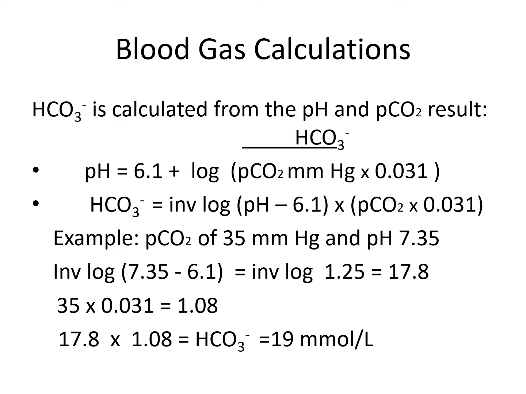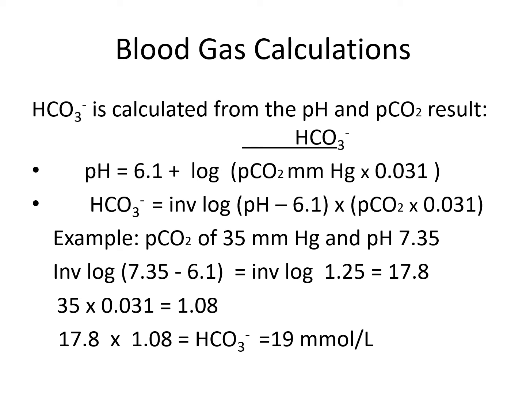So by doing the necessary transposition, we come up with this formula. HCO3 is equal to inverse logarithm of pH minus 6.1. So we transpose the pH to the other side, multiplied by PCO2 times 0.031. So this is what will remain if this HCO3 is transposed to the other side. It's inverse logarithm.